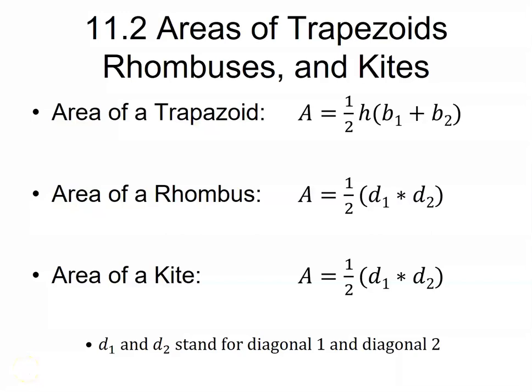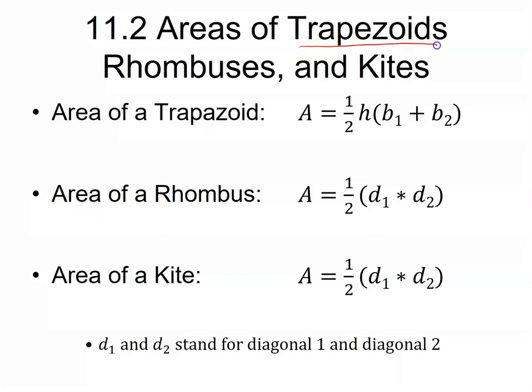All right, section 2. Hopefully we're ready to go. We're going to continue talking about some areas. This time we're looking at trapezoids, rhombuses, and kites. So just a quick refresher on what those are. Hopefully you remember these things from chapter 8, but just a quick refresher.